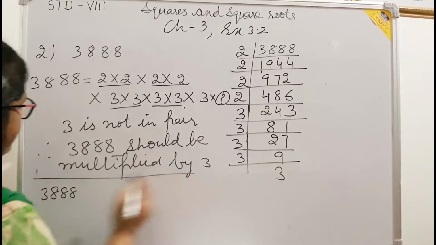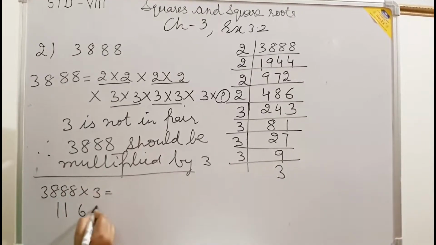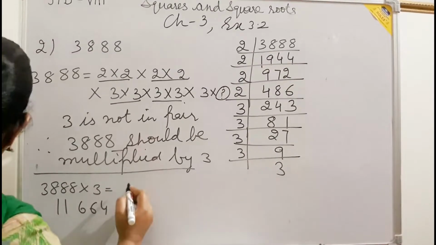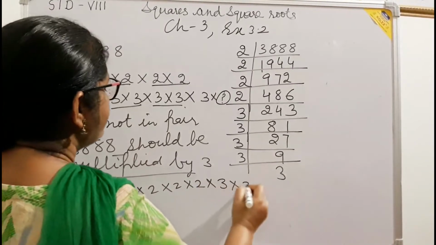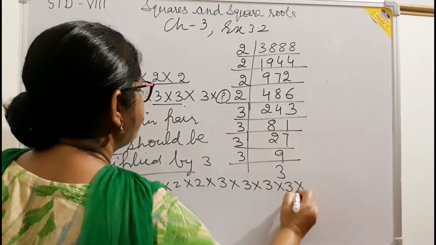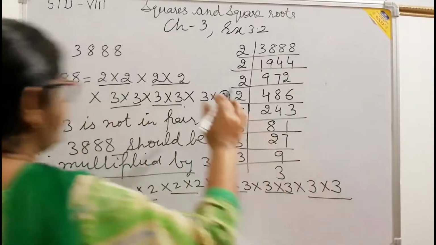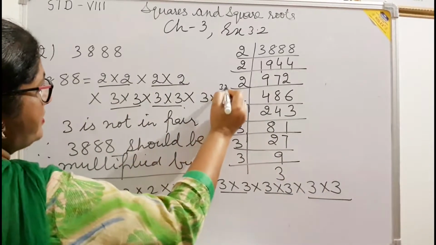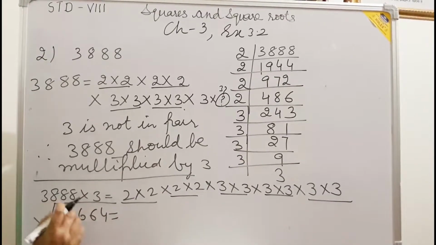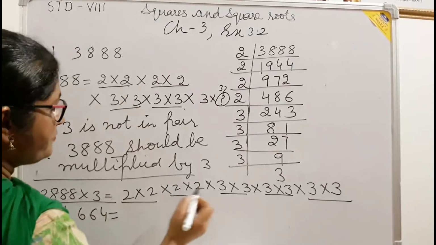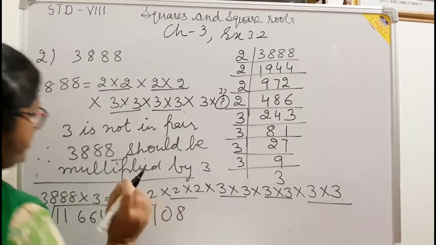Now you can check it. 3888 multiply 3 is 11664, which means 2 multiply 2 multiply 2 multiply 2 and 3 also 6 times. Yes, then 3 will come. Now 2 2s are 4, 4 3s are 12, 12 3s are 36, 36 3s are 108.